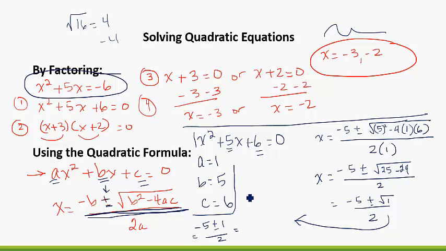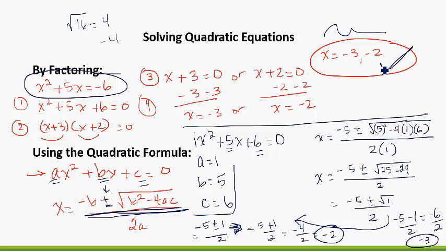Which then I've got two choices here. I can make this negative 5 plus 1 over 2, which is going to be negative 4 over 2, or a negative 2. The other option is I could do negative 5 minus 1 over 2, which is going to be negative 6 over 2, or a negative 3. And so you can see negative 2 and negative 3 are the same solutions that we got up here. So x is negative 3 or negative 2. So you can solve quadratic equations by using the quadratic formula or by factoring.